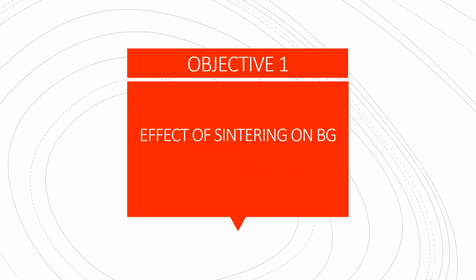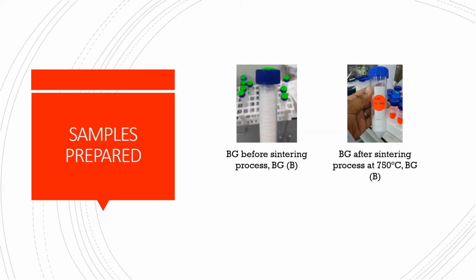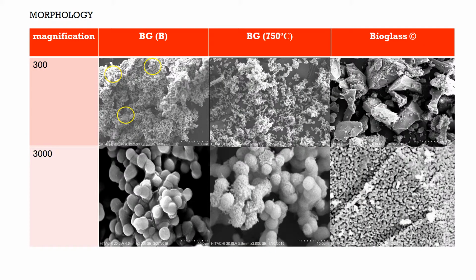Results and discussion for the first objective, which is effect of sintering. The samples were prepared, and when they were observed, no observable differences were recorded. First, for the magnification, at 300 magnification, it can be seen that bioactive glass before sintering had agglutination, whereas after the 750 degrees Celsius sintering, it was found that the particles were dispersed.